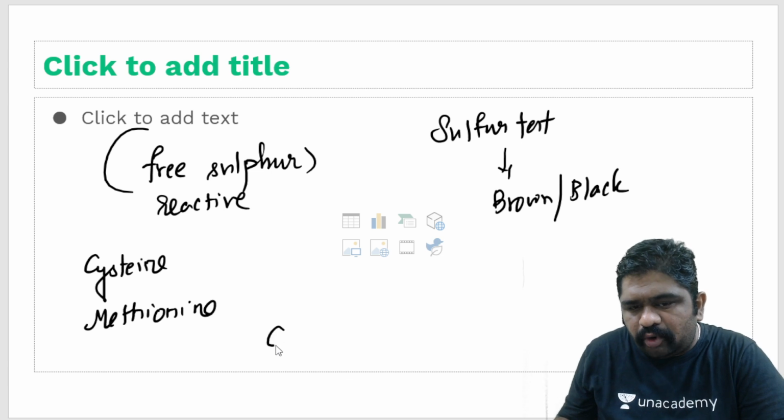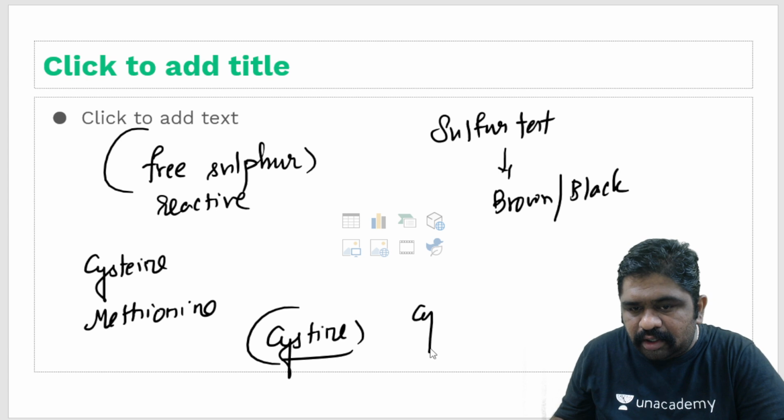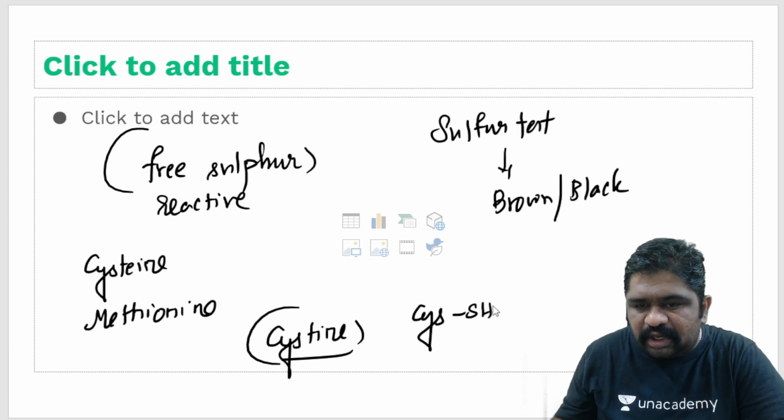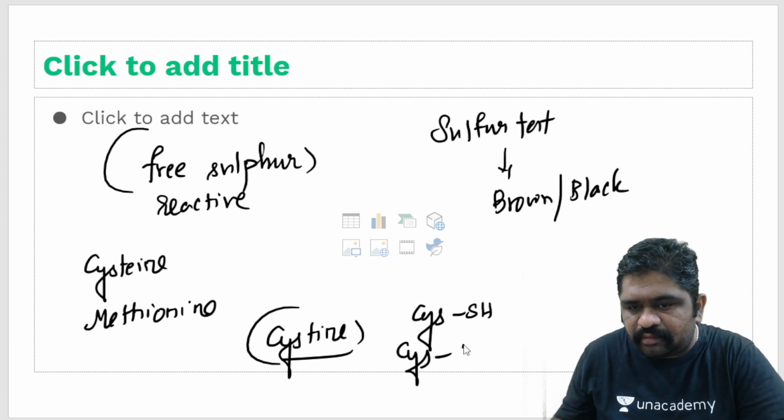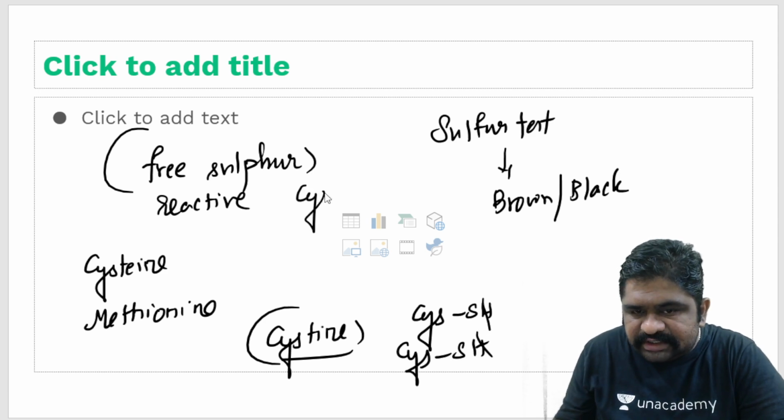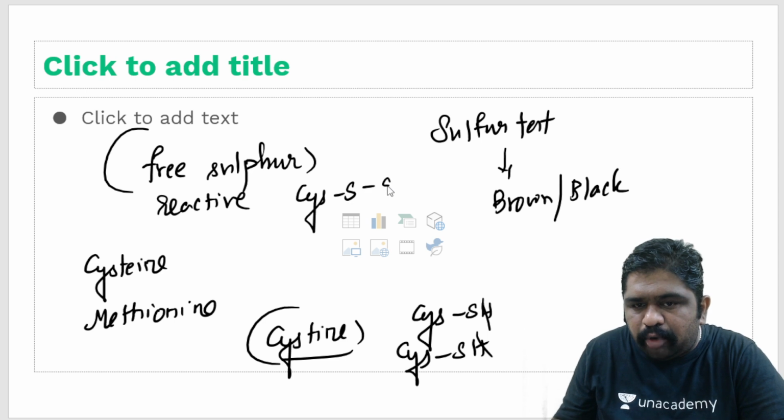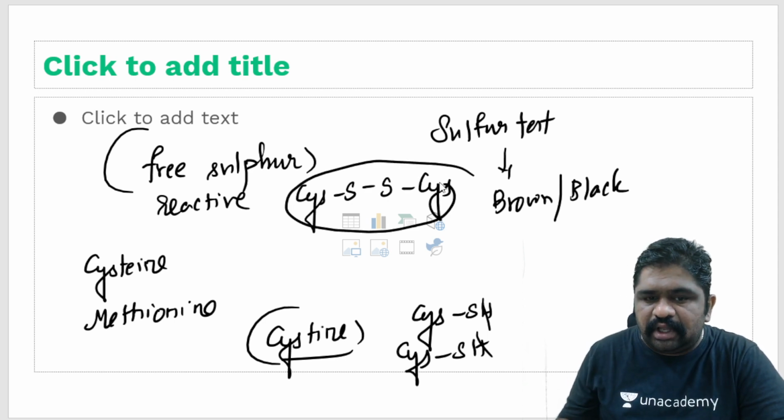Now you would be worried about another amino acid called cystine. Cystine is nothing but two cysteine molecules coming together, where the two hydrogens have been knocked off so that one cysteine's sulfur makes a bond with the other cysteine's sulfur, so you have a disulfide linkage.